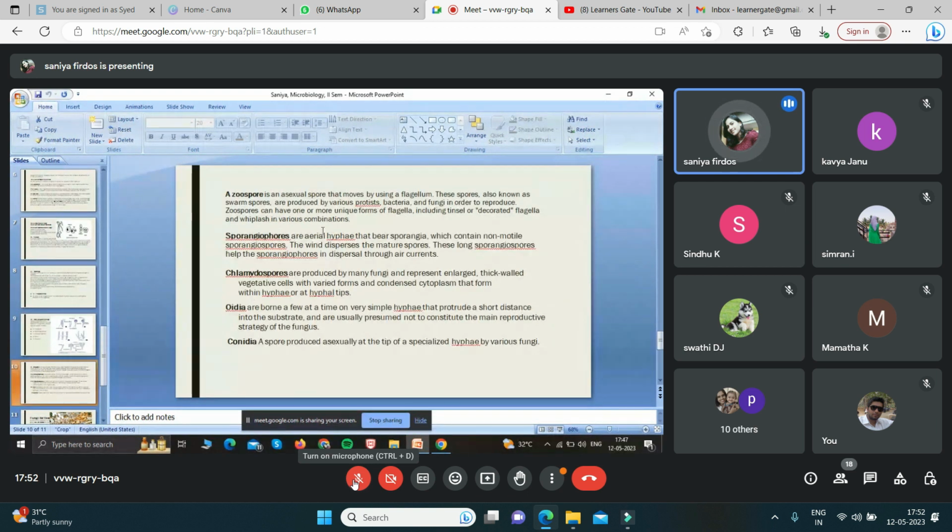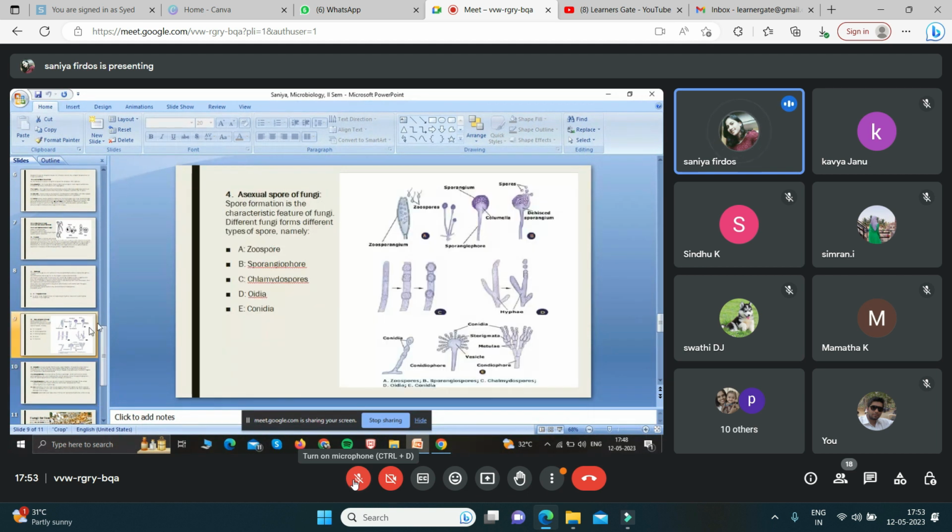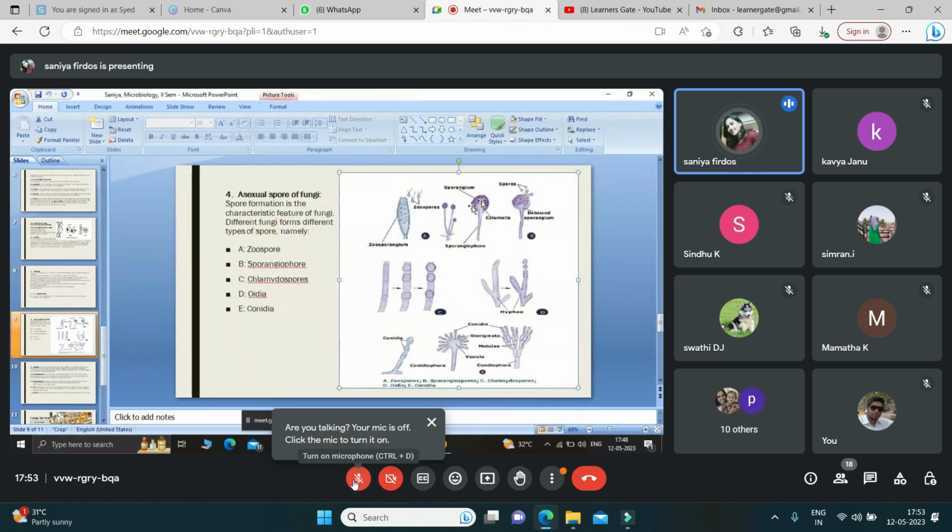Then the sporangiophores, they are aerial hyphae that bear sporangia, which contain non-motile spores. The wind disperses the mature spores, helping dispersal through air currents. So when the wind blows, these spores happen to reproduce. Here is the example of sporangiophores. So when it ruptures and wind blows, it happens to form new fungal cells or reproduces.